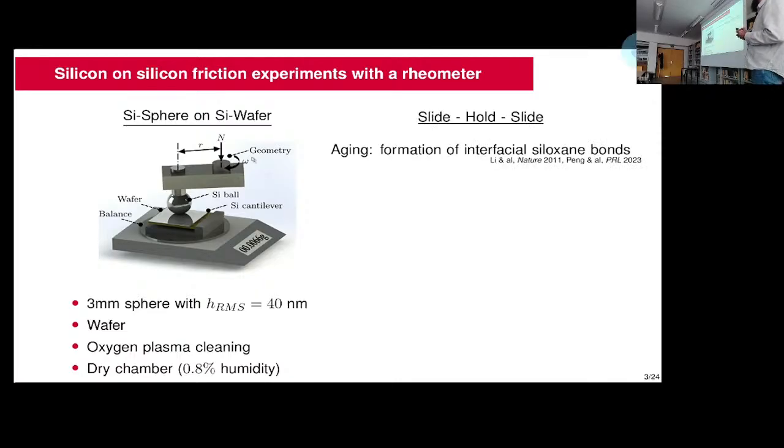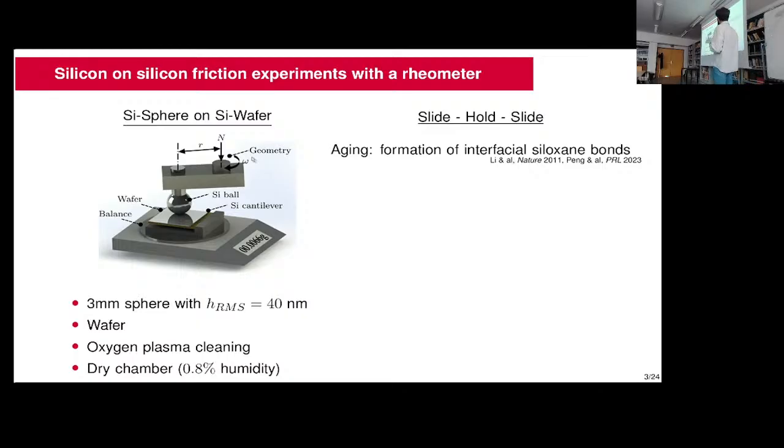We conduct experiments that we call slide, hold, slide. So we slide for some time, we stop, and then we slide again. Why do we stop? It's to control the aging of the interface. In the case of silicon on silicon contact, when you let the two surfaces in contact, you will form more and more siloxane bonds. And so you will change the resistance of your interface. So the static friction coefficient will increase with time.